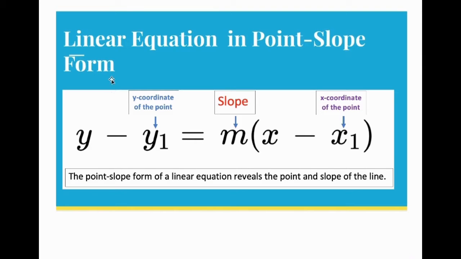In this video, I will show you how to graph linear equations in point-slope form. So, this is the equation y minus y sub 1 is equal to m times x minus x sub 1. The equation reveals the slope and a point of the line. So, let's have an example.